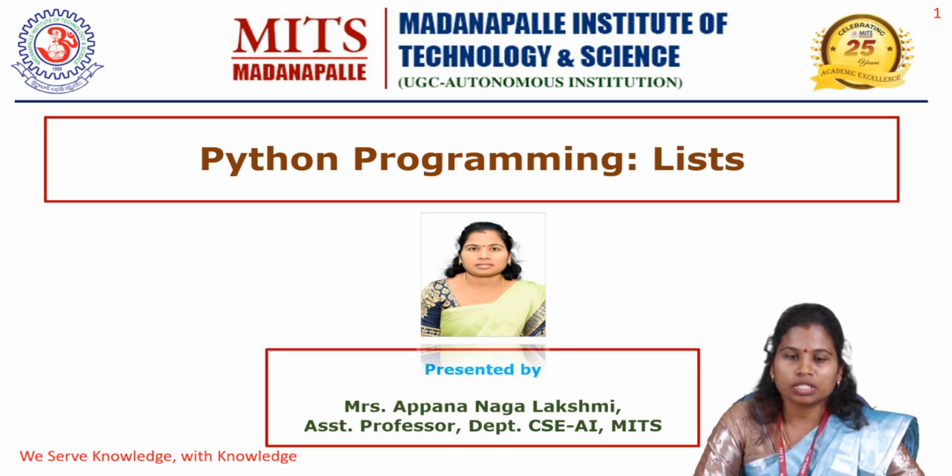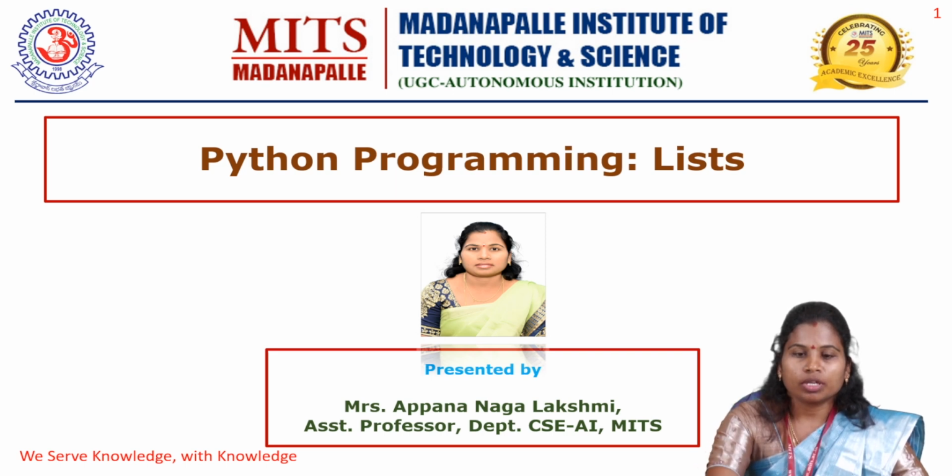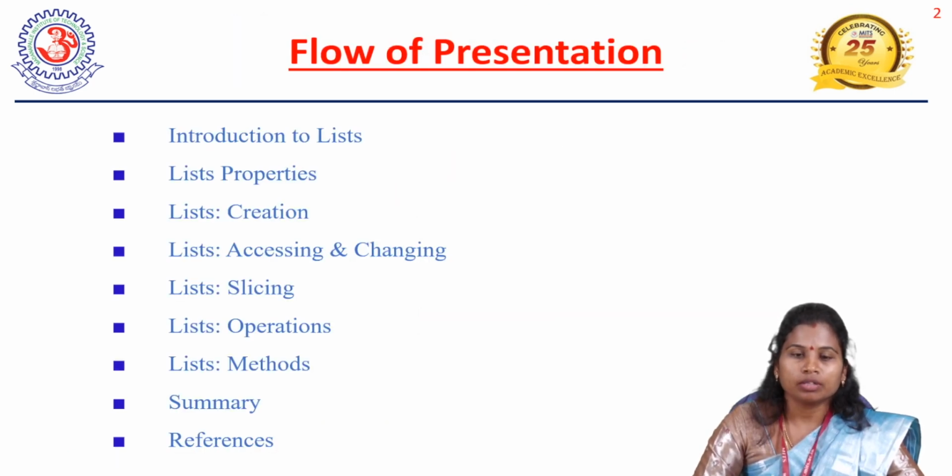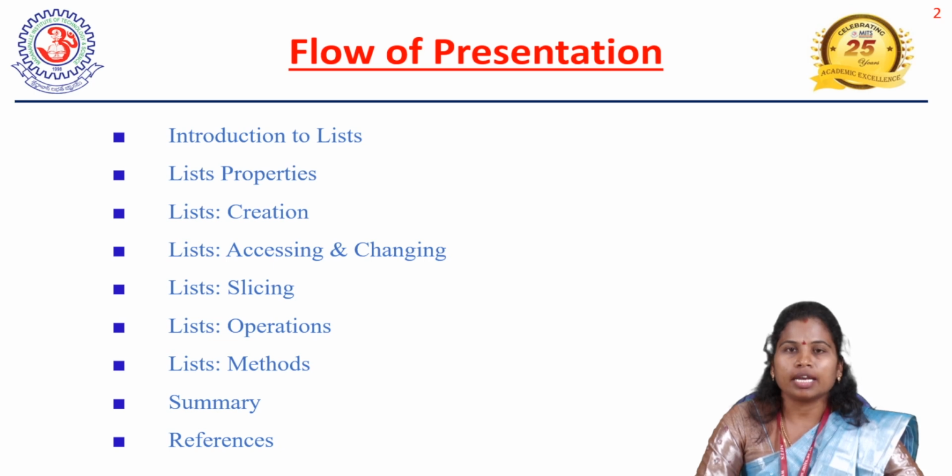In that, the list concept is there. Now coming to the list concept in Python. This is my flow of execution. First I will explain the introduction to the list concept. Then we will discuss properties of list. Then list creation and how to access and update list elements. Then we will discuss the slicing operation on list and different operations on list. And finally we will discuss the different methods available in Python programming. After that we will conclude our session with summary and references.